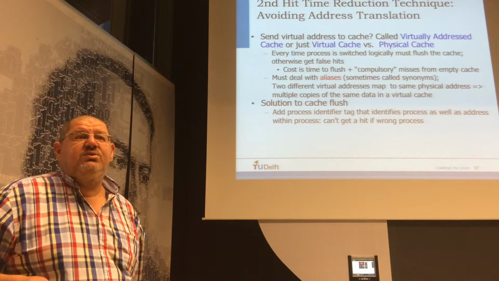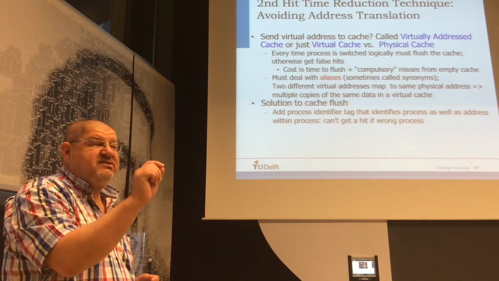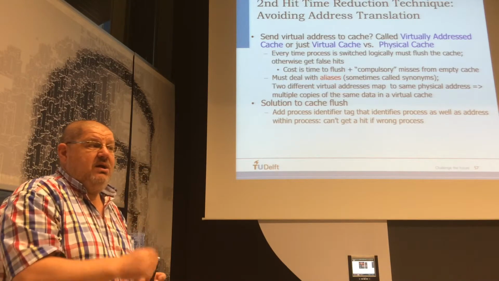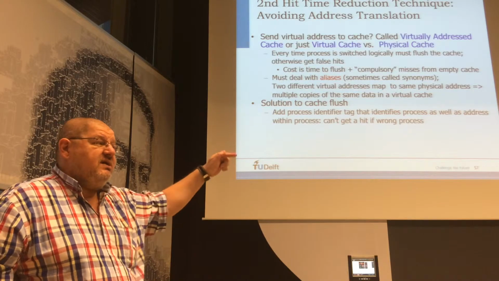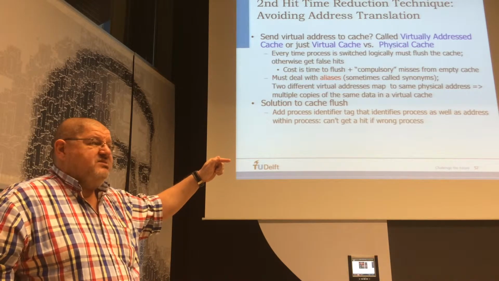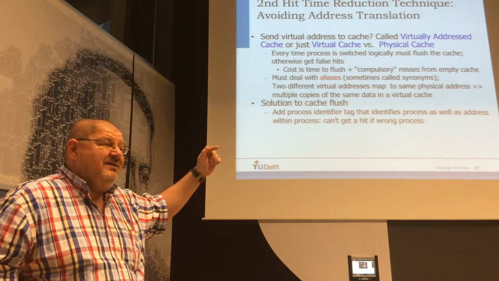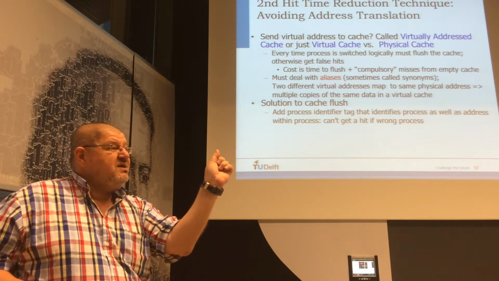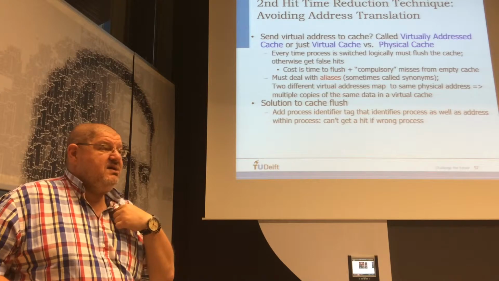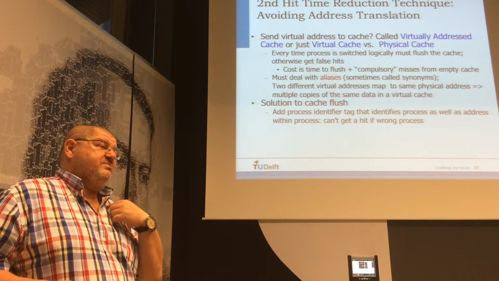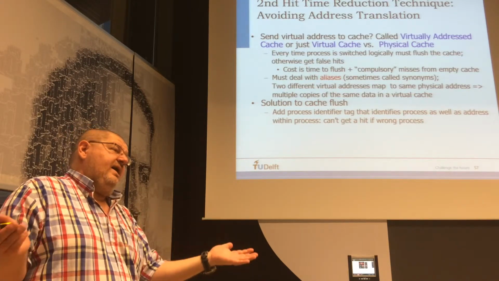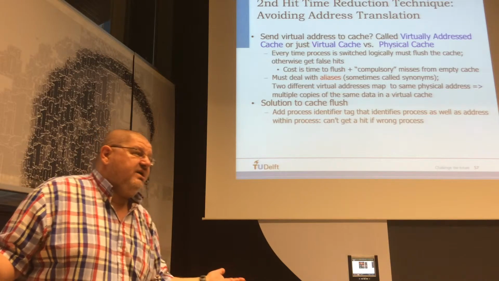What I can do instead is assign an ID to each process. Then when I'm looking in the cache, I say, okay, I have a hit, but is this mine? Is this location associated with my ID? If it is associated with my ID, it's fine. If not, I kick it out and I bring the right one.